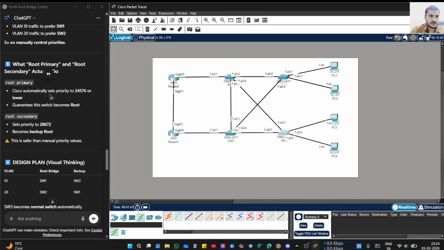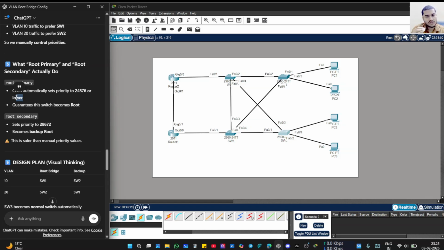Okay, the Cisco automatically sets the primary root. What does the primary root really do? The Cisco automatically sets the priority to 24,576 or lower. And let me tell you, there's a value that we call 4096. That is going to be the step for making it lower. So the Cisco automatically sets the priority to this value or lower. How much lower is it going to go?